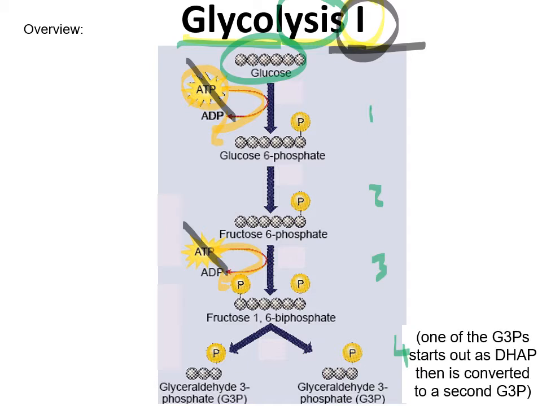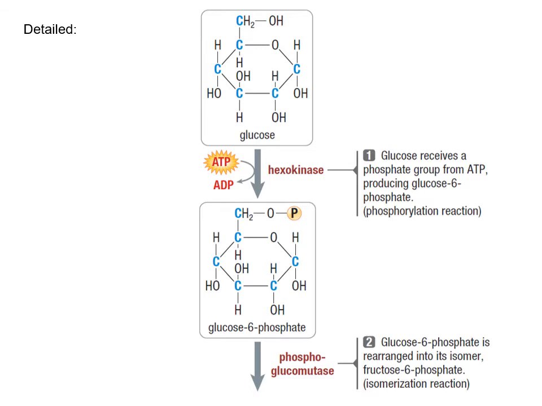The end of glycolysis 1 ends up with these two molecules called G3P, or glyceraldehyde 3-phosphate. There is a little step in here that we'll look at the details of. It creates one type of molecule and then forms G3P. So here is the process in detail.